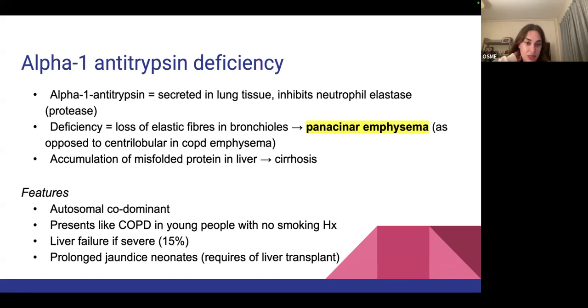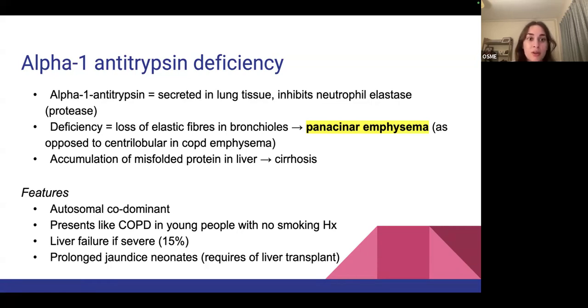Alpha-1 antitrypsin deficiency. So this is because there is a deficit in alpha-1 antitrypsin, which is a protease that breaks things down. In alpha-1 antitrypsin deficiency, you'll get this loss of elastic fibers, which causes this pan-acinar emphysema compared to the COPD emphysema, which is centrilobular. And alongside respiratory symptoms, they'll often have liver defects. So they'll start getting cirrhosis despite not drinking lots of alcohol.